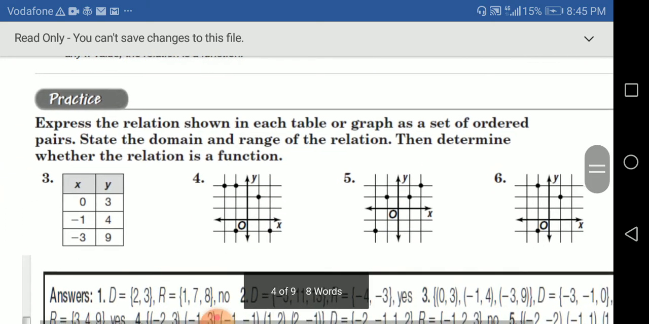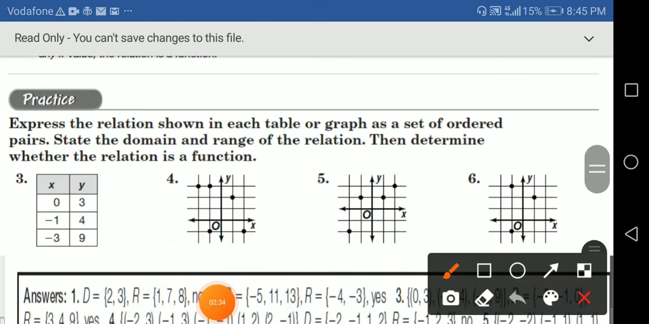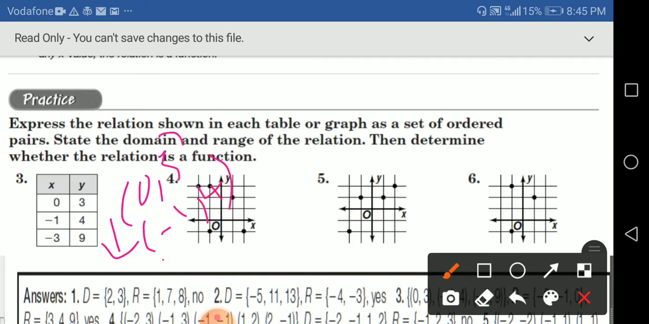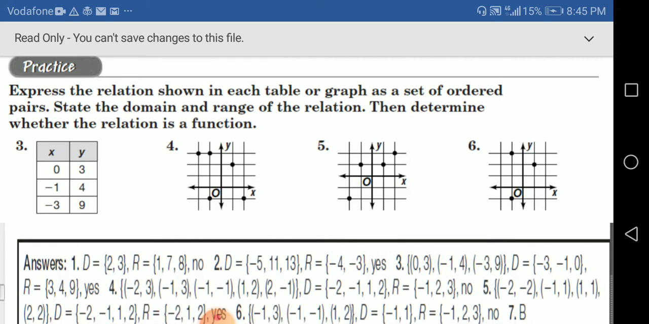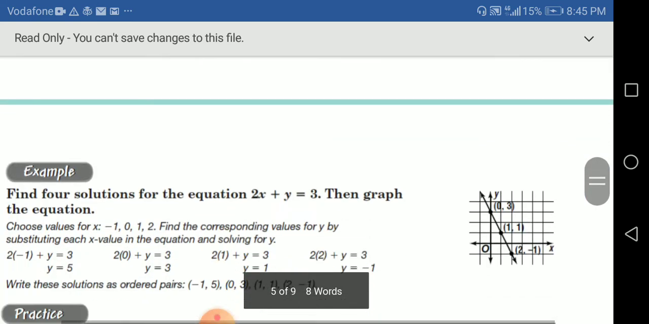Okay guys, express the relation shown in the table and see if it's a function or not, and find the domain and the range. So the first thing, I will write the set of pairs. You have 0 and 3, negative 1 and 4, negative 3 and 9. Then the domain is 0, negative 1, and negative 3. Then the range is 3, 4, and 9. If you draw it, we can't draw a vertical line, so this is a function. And the same for the other two examples.